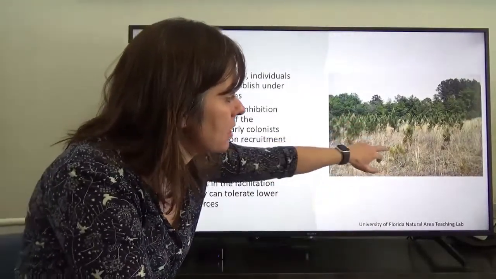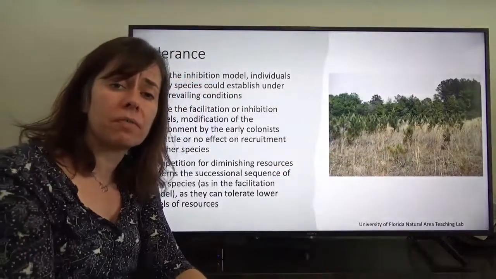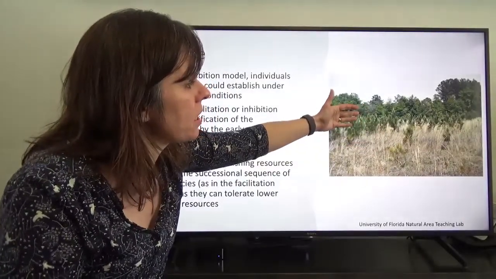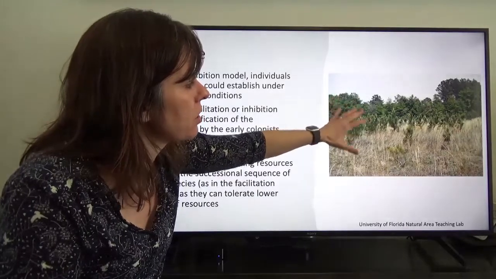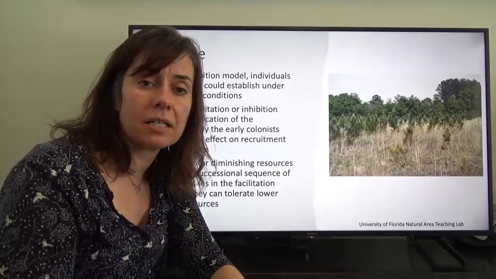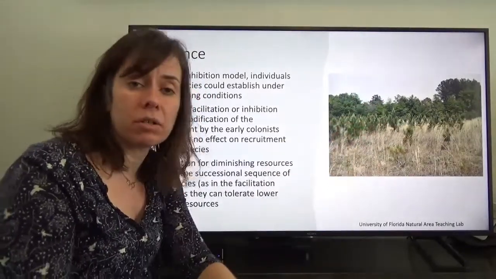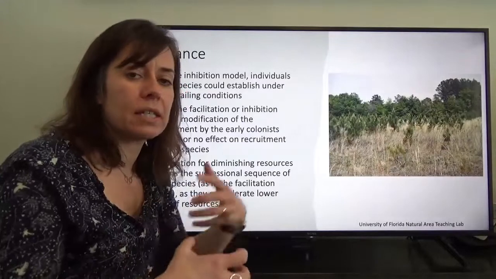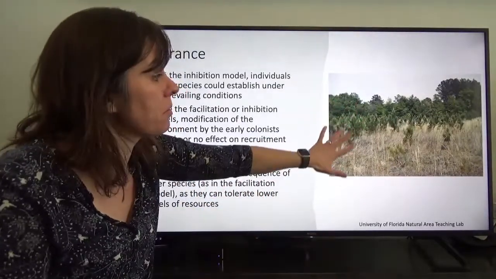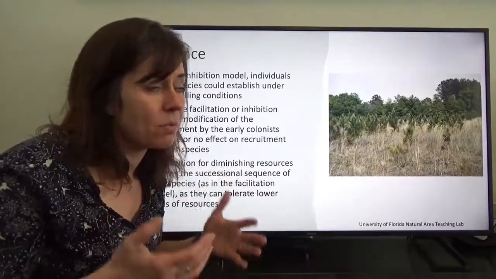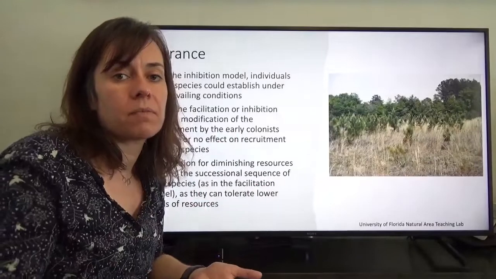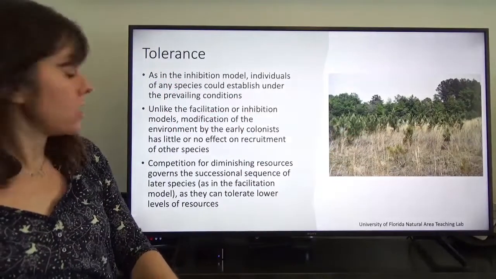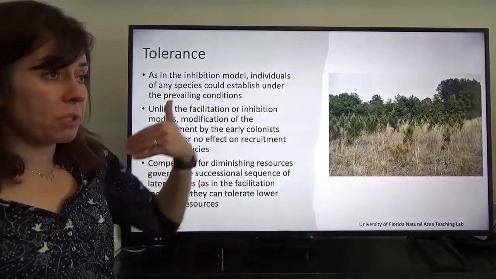In this example, we see pine trees popping their heads out above these grasses in this particular field. Eventually those pines will become similar to the forest behind and convert this old abandoned agricultural field to a wooded environment. But it's not a well-organized sequence of species A, species B, species C, but rather whoever is able to establish themselves and deal with the competitive environment that is there, and if they're able to grow up and out of that, they will be able to contribute to that successional sequence.